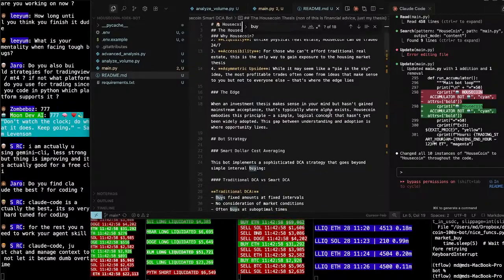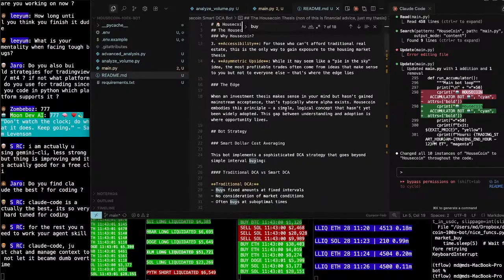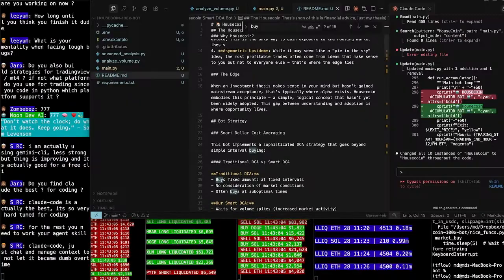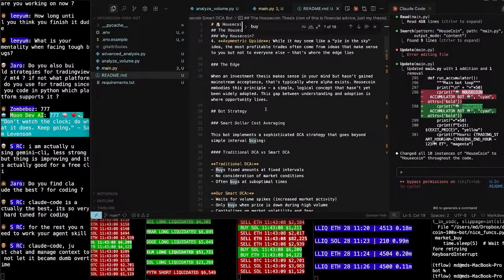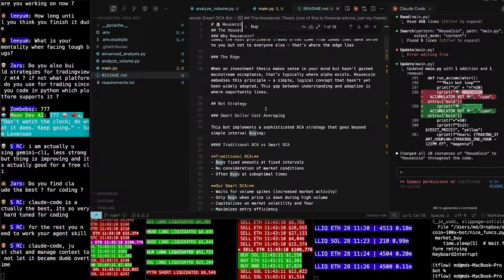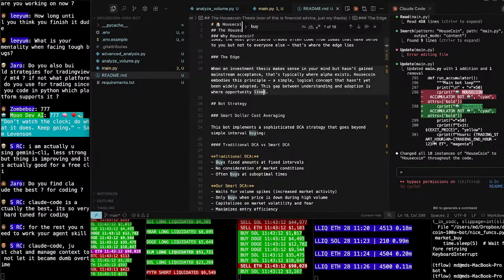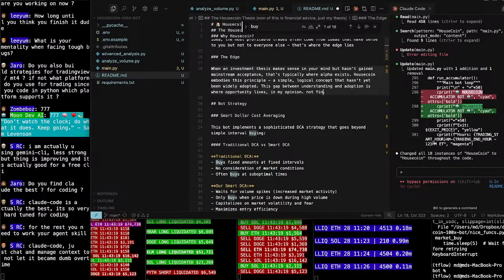The edge: when an investment thesis makes sense in your mind, but hasn't gained mainstream acceptance, that's typically where alpha exists. Housecoin embodies this principle, a simple, logical concept that hasn't yet been widely adopted. This gap between understanding and adoption is where opportunity lives, in my opinion. Not financial advice.